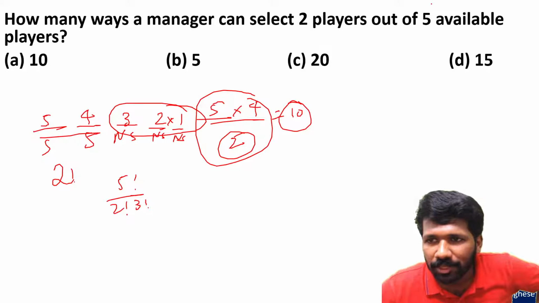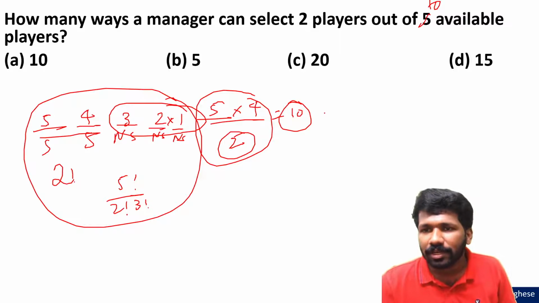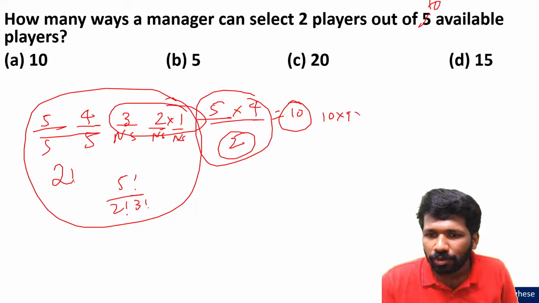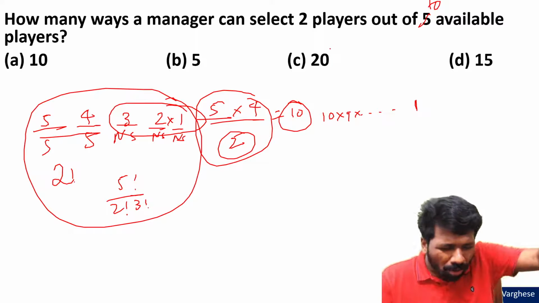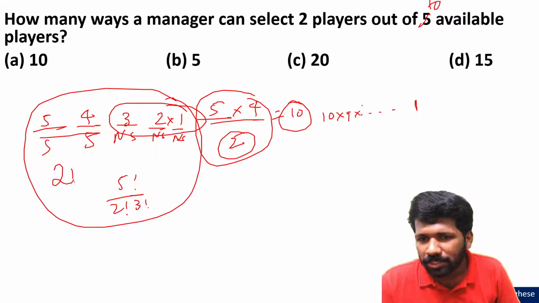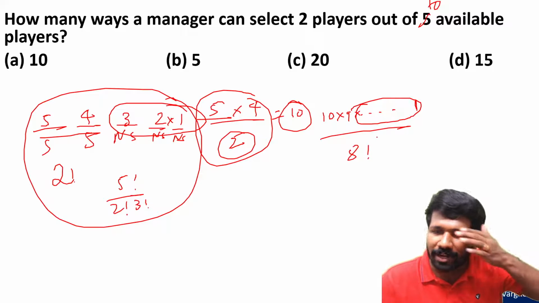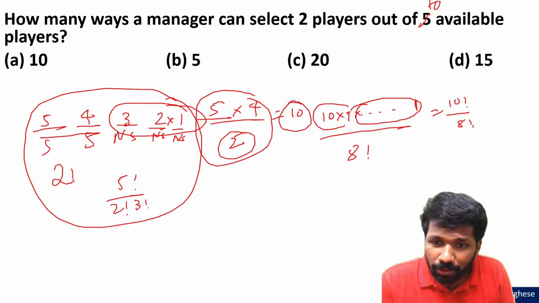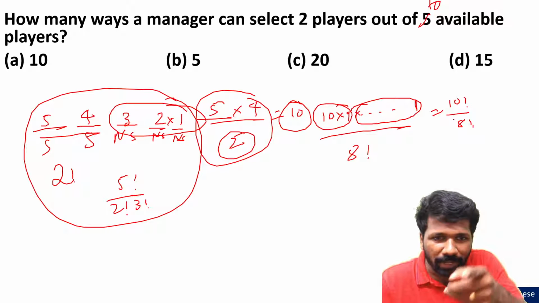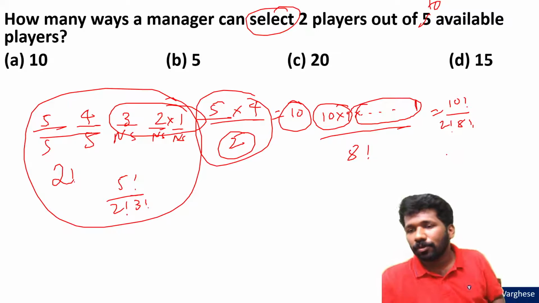So can you tell me, instead of 5, if it was 10, how this logic will work? 10 into 9 into 8 into 7 up to 1 would be there if 10 rows are there. But 10 rows are not there. That means this 8 factorial is useless, so you divide by 8 factorial. 10 factorial divided by 8 factorial. Now in 10 into 9, half of them are only originals. Remaining are duplicates. Why duplicates? Because this is only selection. So you have to divide by 2 factorial also.